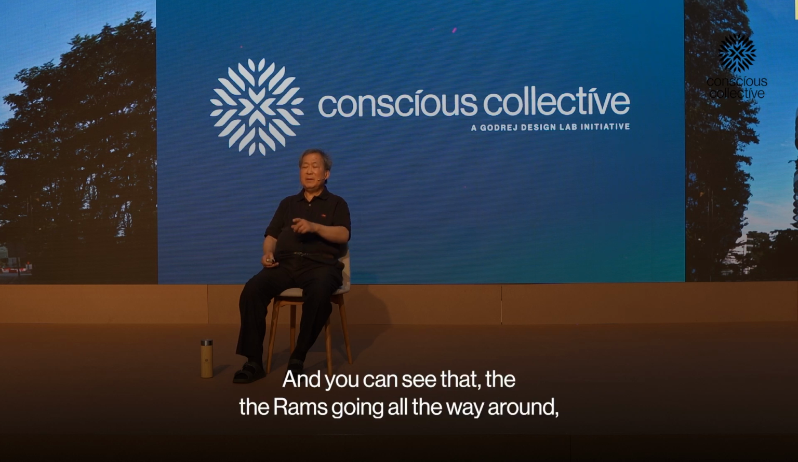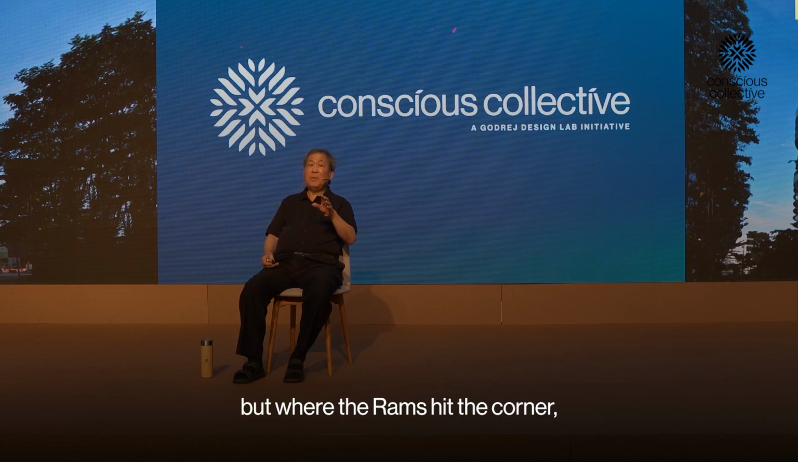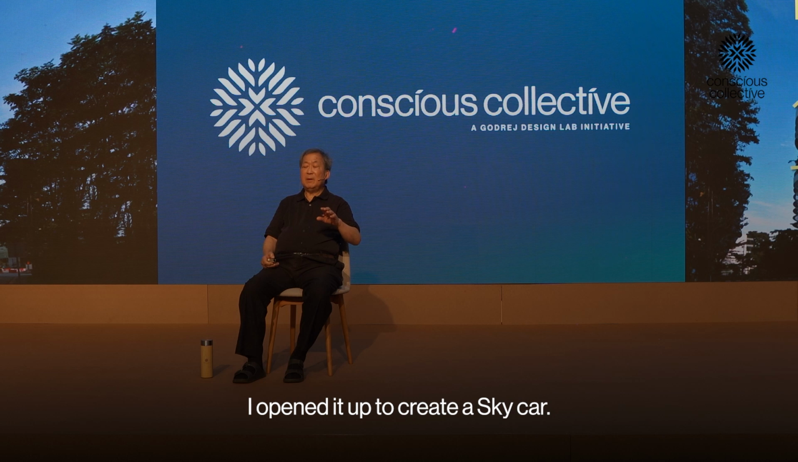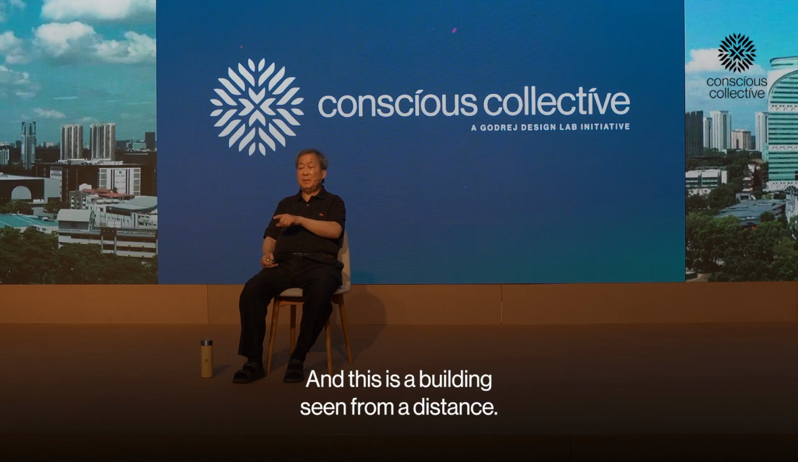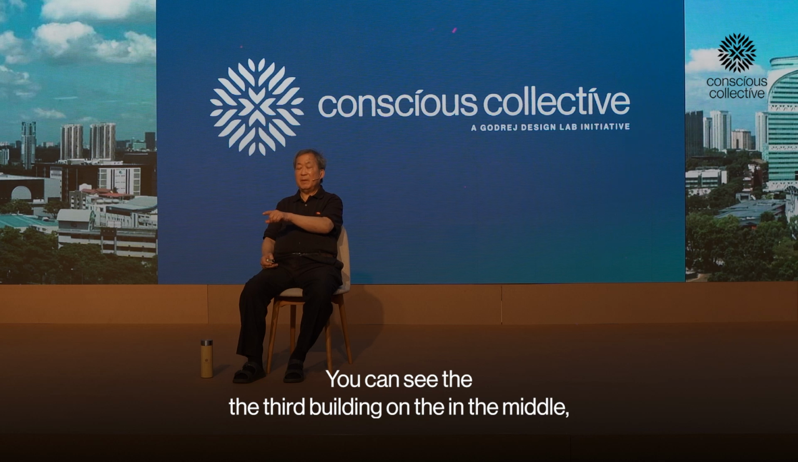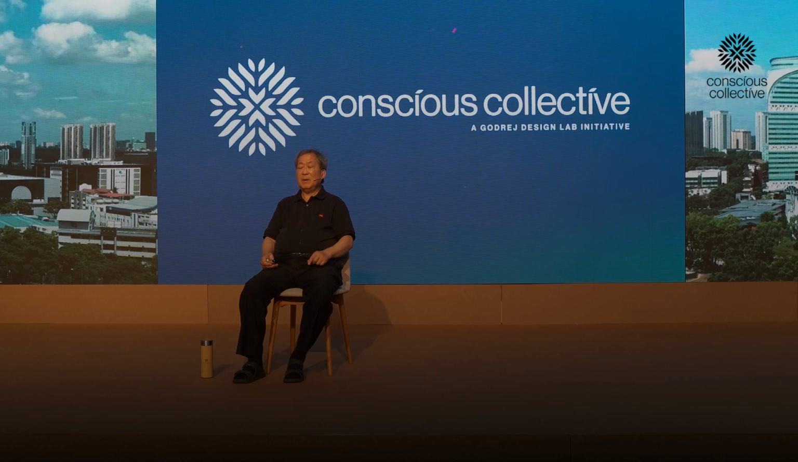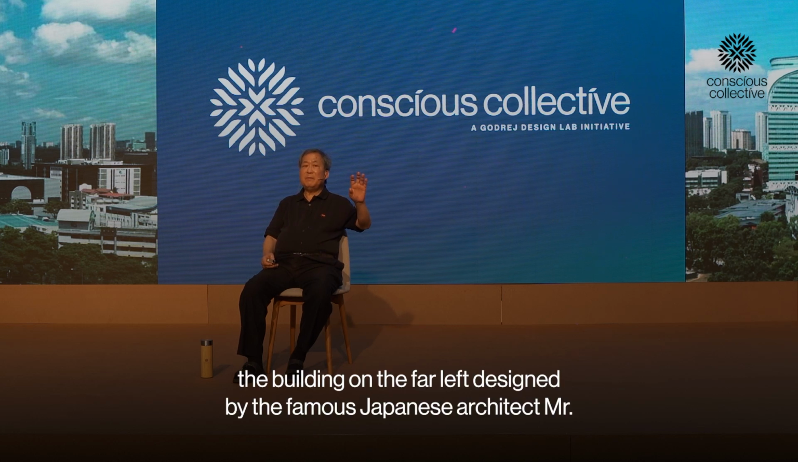And you can see that the ramp goes all the way around. But where the ramp hits the corner, I opened it out to create a sky court. And this is the building seen from a distance. You can see the third building in the middle. The building on the far left is designed by the famous Japanese architect, Mr. Kurokawa.